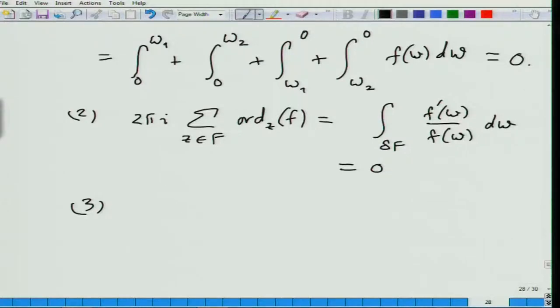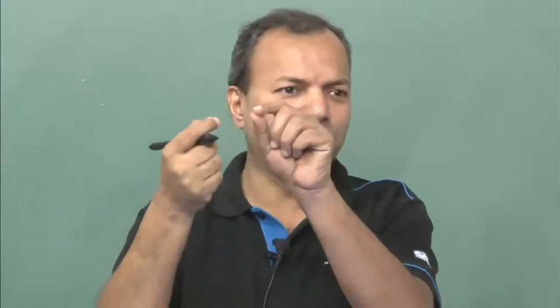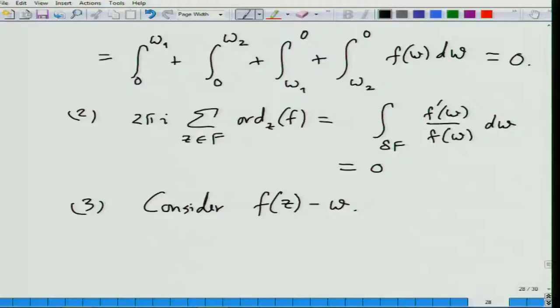And the third one is to show that, given w fixed, you consider the function f(z) minus w. This function is also doubly periodic with the same periods. So the same fundamental parallelepiped will exist for this too. All you are doing is shifting the value at every point of f by this amount w, so it remains doubly periodic with the same fundamental parallelepiped. If you focus inside the fundamental parallelepiped, by the second result, the sum of the orders of this function inside the fundamental parallelepiped is 0.